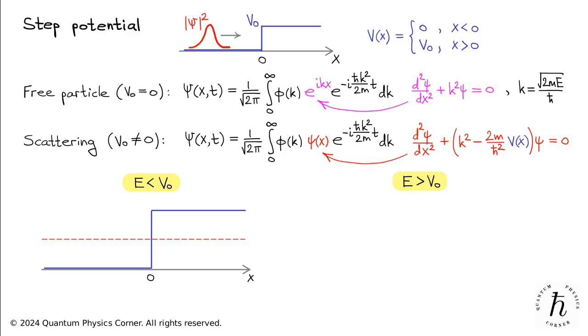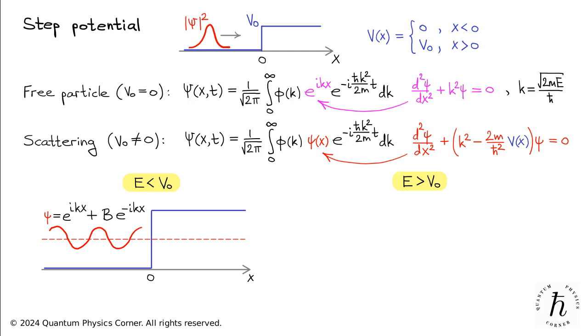To the left of the step, the potential function V is 0, and the Schrödinger equation takes its free particle form. In this region, the solution is a linear combination of two plane waves, e to the power ikx, and e to the power minus ikx, respectively representing the incoming and reflected waves. The relative complex valued amplitude of the reflected wave is denoted by b. Of course, plane waves and their linear combinations are generally complex valued functions. Therefore, the red curve sketched here is not an accurate representation of the function psi.